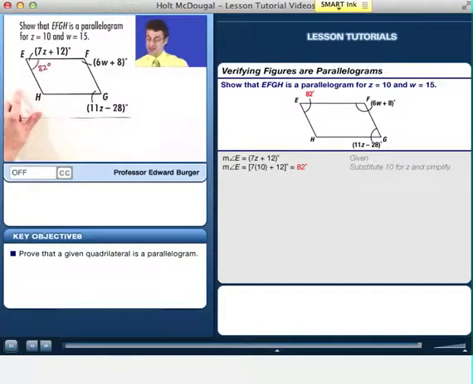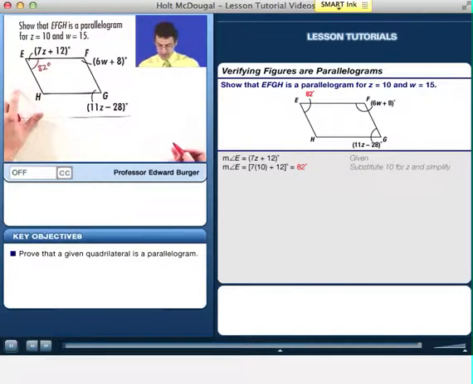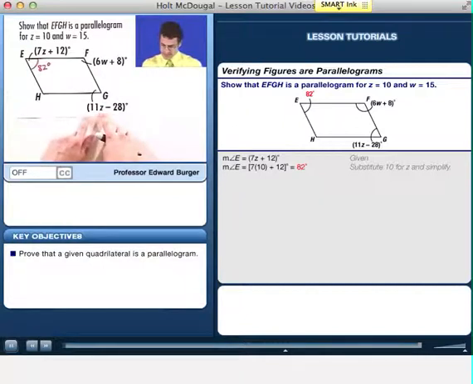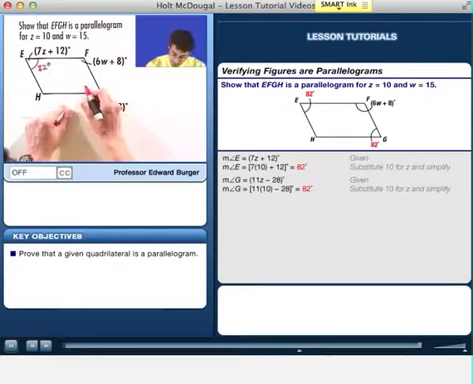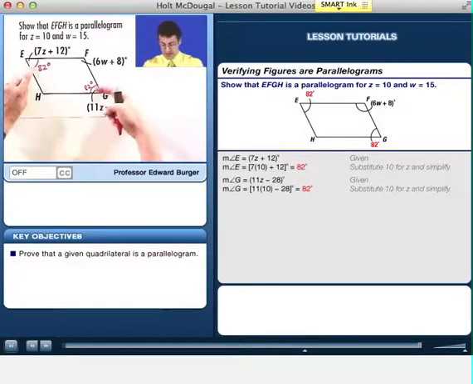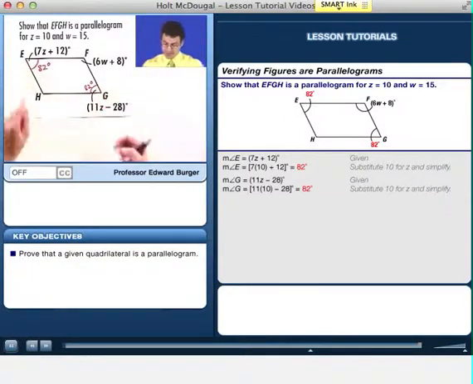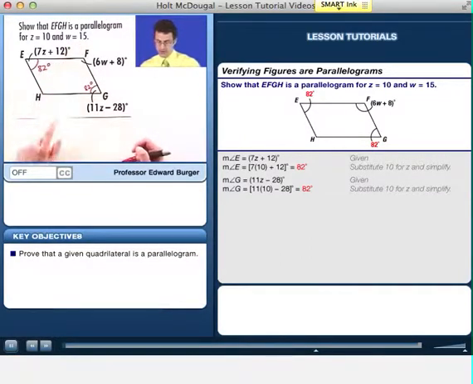Okay, that's not enough to make it a parallelogram, of course. But, oh wait, here's a z here too. So here, this z is going to be what? Well, when I put in 10, I see 110 minus 28. Well, 110 minus 28 actually is 82. Well, that's looking good. So these two angles actually have the same measure. So that's looking really promising. But let's see what happens when we put in w equals 15.